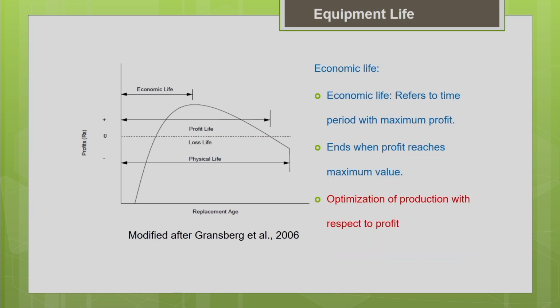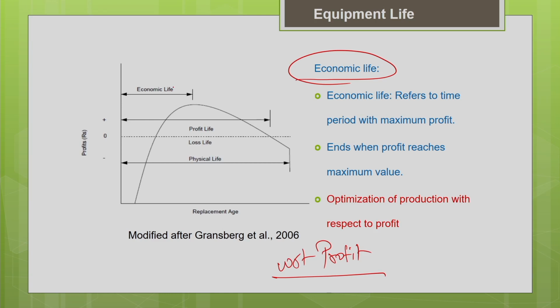The next important thing we are interested in is the economic life, which I discussed in the initial part of this lecture also. Economic life, here I am going to discuss with respect to profit. Here I am talking about optimization of production with respect to profit.